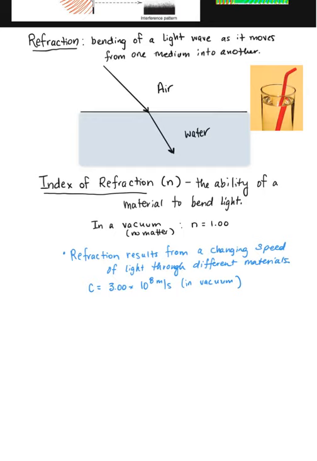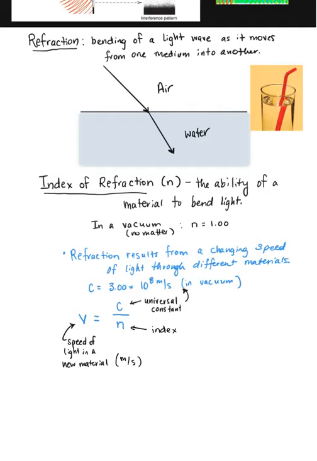That change in speed, or the new speed of light through a material, the velocity of light in some new material, is determined by the speed of light in a vacuum, that universal constant, divided by the index of refraction of a material. The new velocity v, the speed of light in a new material, given in meters per second, is equal to that universal constant in a vacuum, the speed of light, 3 times 10 to the 8 meters per second, divided by the index of refraction of the material that light is traveling through.